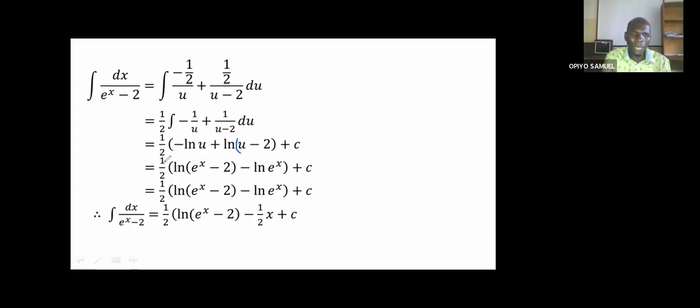So we can rearrange this and substitute back for u. Remember, initially we said let e to power x be equal to u. So when we put back u, we shall get this. And when we simplify, we get a half, a half natural log of this.